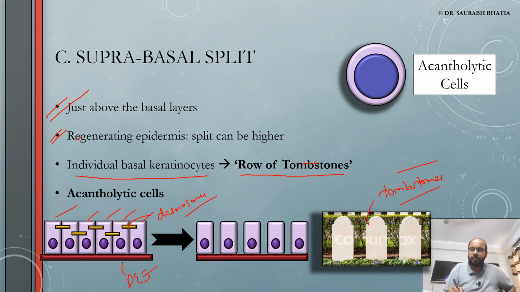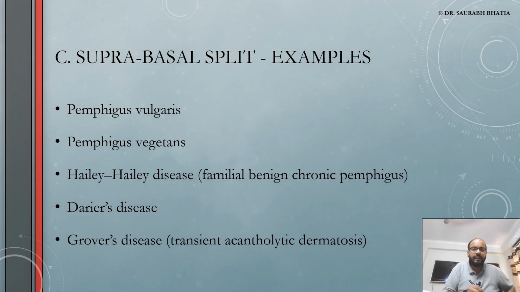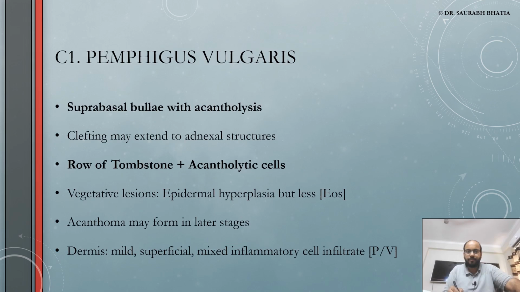Clear? Let's move forward. The examples include Pemphigus vulgaris, Pemphigus vegetans, Hailey-Hailey disease, Darier disease, Grover's disease. So all the major vesiculobullous disorders, all the major Pemphigus group of disorders, you will see having a supra-basal split. Let's start a discussion with Pemphigus vulgaris. There's a supra-basal bulla with acantholysis. Clear? That is how you describe a biopsy. Supra-basal split with acantholysis. Clefting may extend to the adnexal structures.